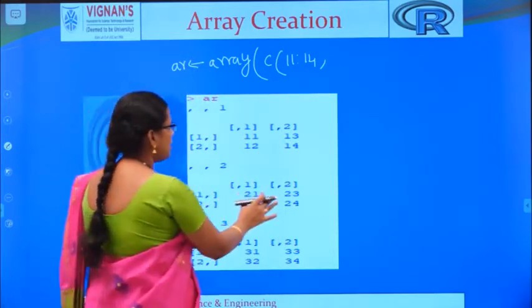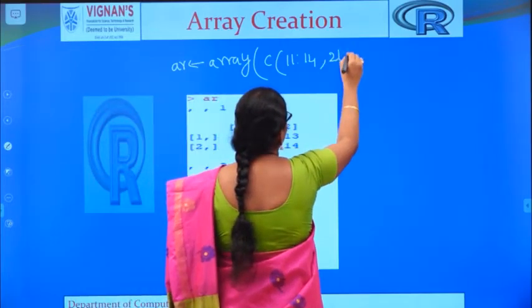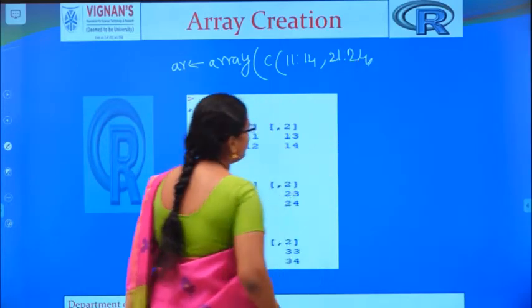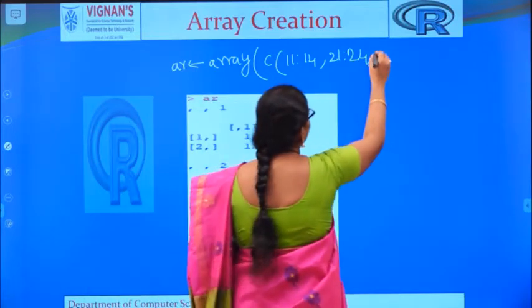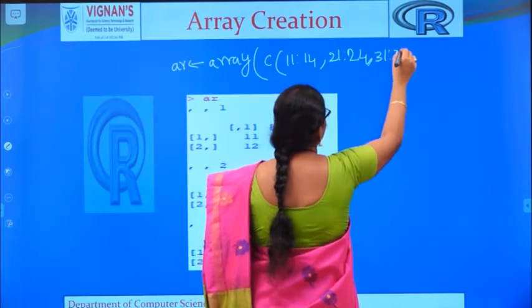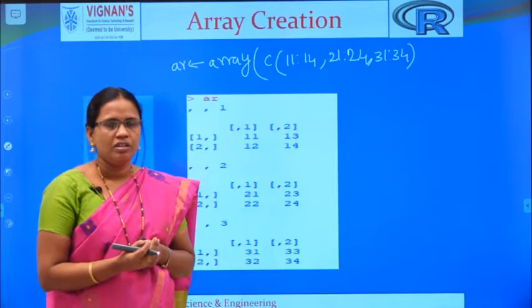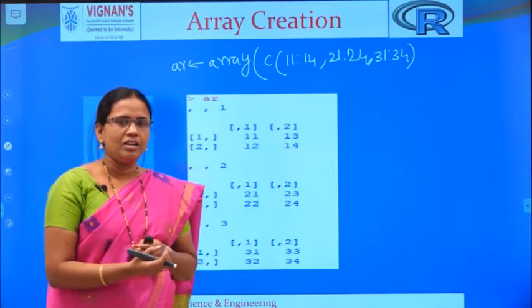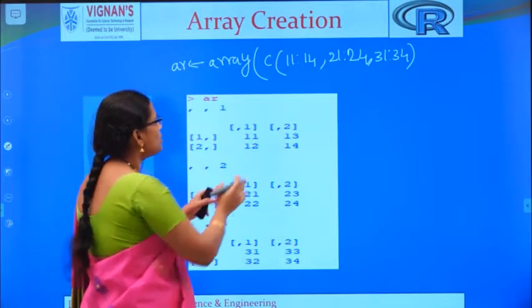And the second matrix input is 21 to 24. So you have to specify other input. Okay, and then the third input matrix is 31 to 34. Okay, so 31 colon 34. So when you have different matrices and each matrix has different input, in this case you have to specify those inputs like this.